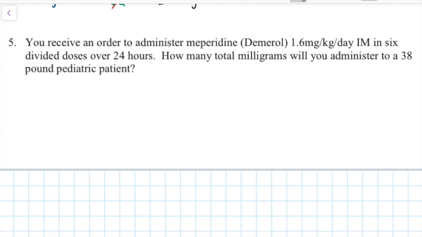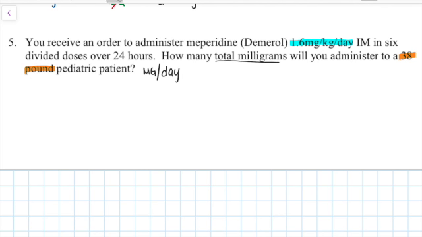You receive an order to administer meperidine 1.6 milligrams per kilogram per day IM in 6 divided doses over 24 hours. How many total milligrams will you administer to a 38-pound pediatric patient? So since it's asking for total milligrams that you'll give to the patient in a day, we don't have to worry about the 6 divided doses. So our answer is going to be in milligrams per day.